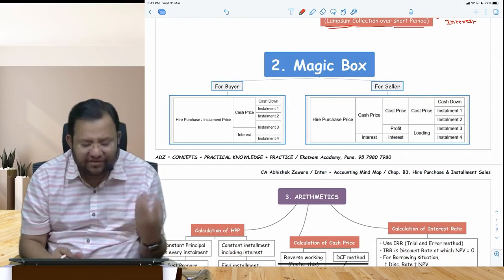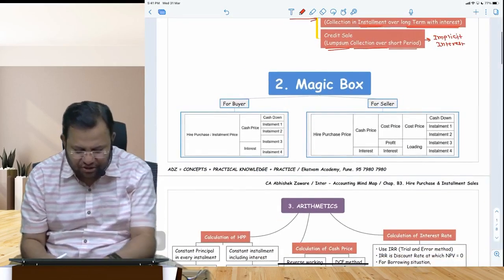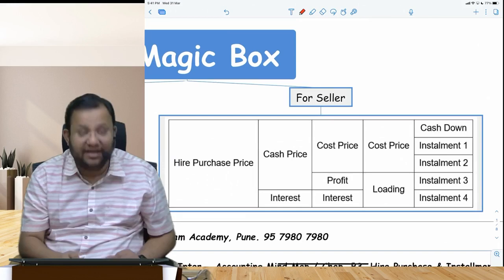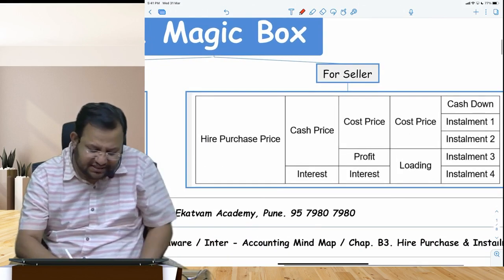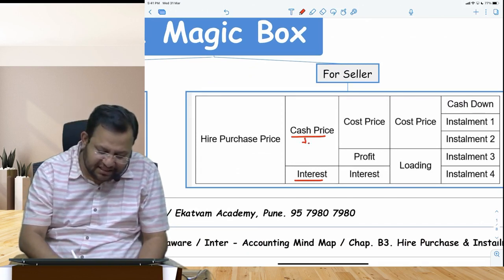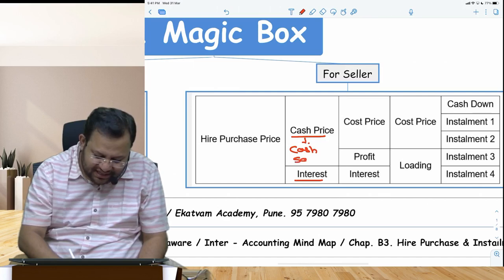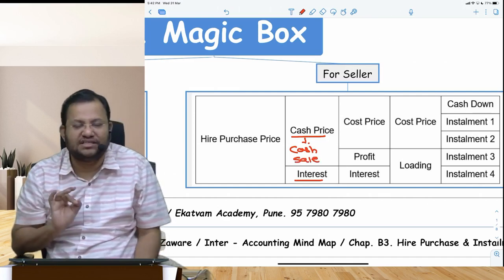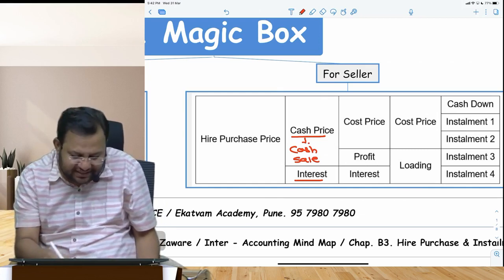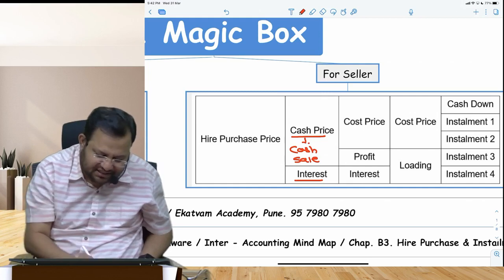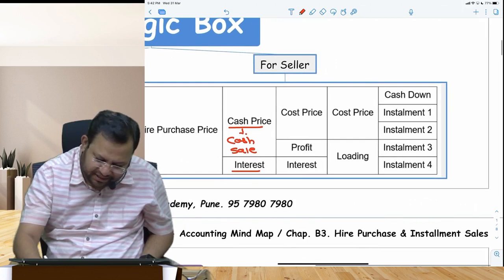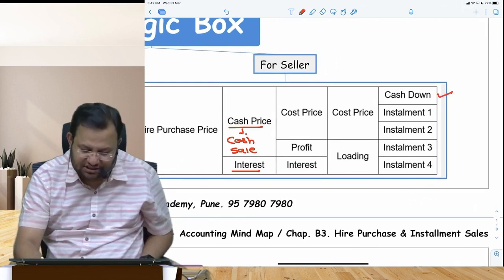So whenever you sell on hire purchase, interest is going to be charged. The total price that a seller collects is known as the hire purchase price. It is cash price plus interest. Cash price is the price if payment is made in lump sum as of today, that is a cash sale. But since you are making a payment over a period of time, there will be interest charged to it. Cash price plus interest is the hire purchase price. The same hire purchase price can be collected in multiple installments. So something is collected as a cash down, something in multiple installments.